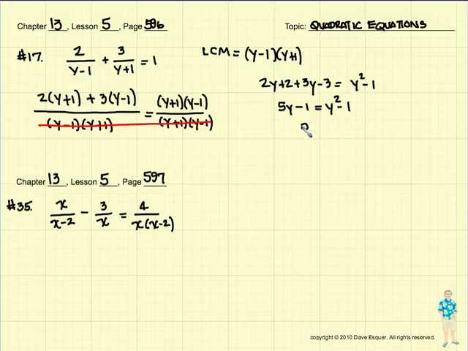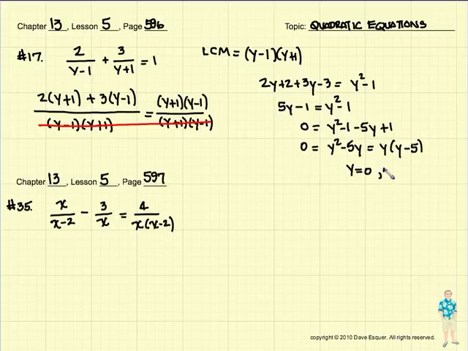Let's see if we can use our zero product property. So 0 turns out to be y squared minus 1 minus 5y plus 1. Or 0 turns out to be y squared minus 5y, which is y times the quantity of y minus 5. And with our zero product property, we end up with y is equal to 0, or y is equal to positive 5. Let me erase that, make sure it looks like a 5. So those are the two solutions for number 17.